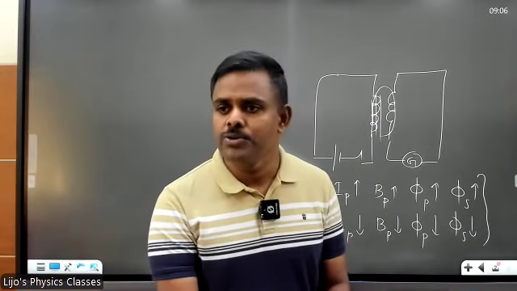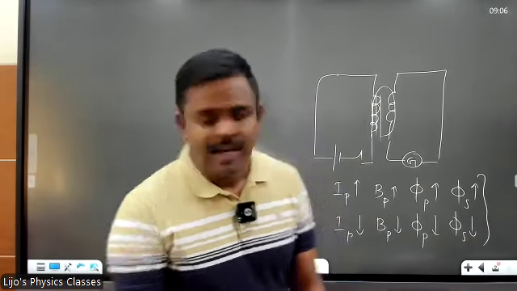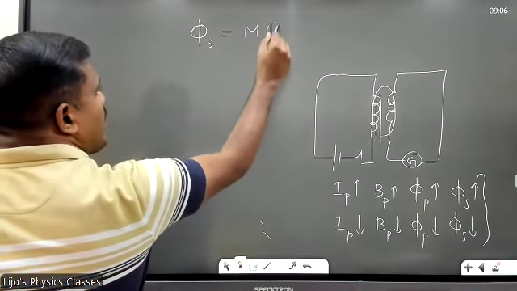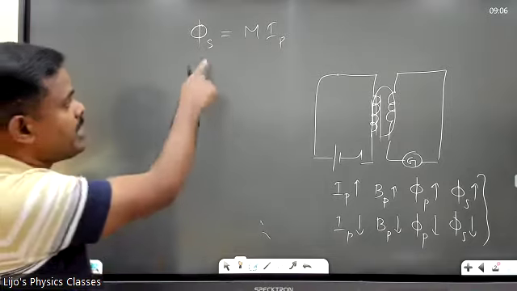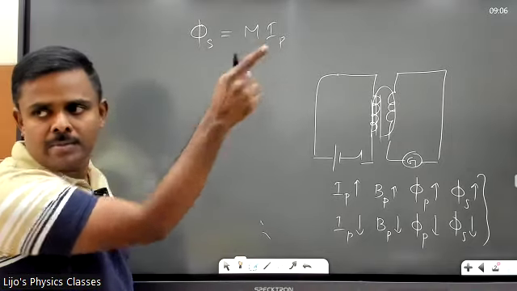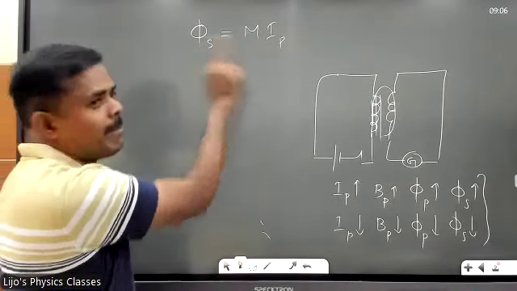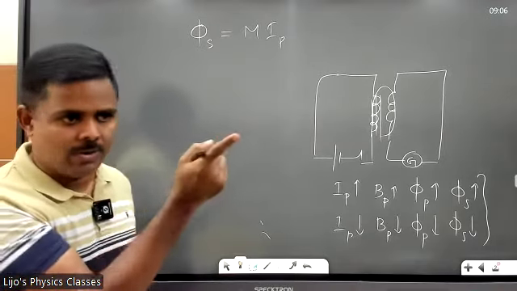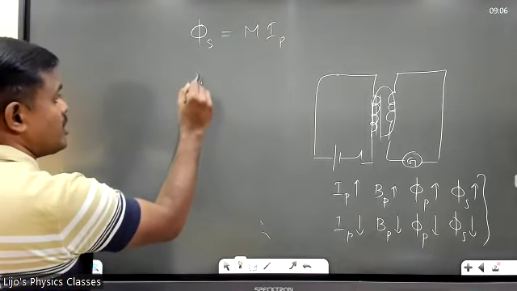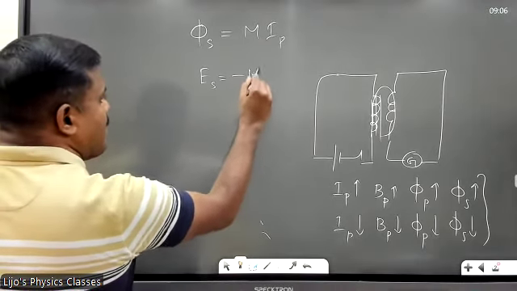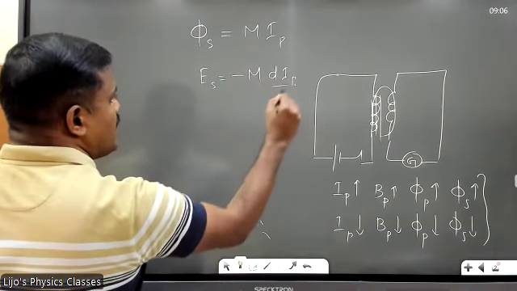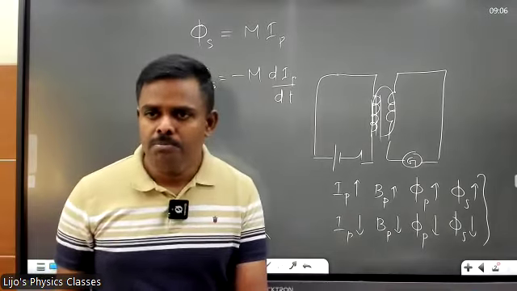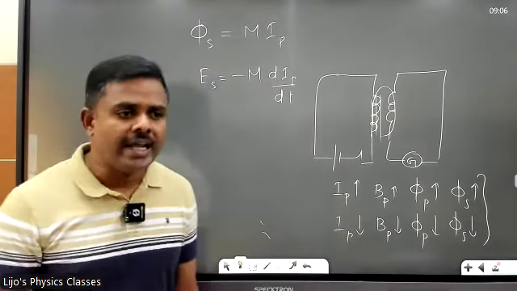And the EMF is called mutual induced EMF. Here also we have equations. Phi S is equal to M IP, where S means secondary and P means primary. Remember, your teacher might use phi 2 and M I1, with 1 and 2 in place of P and S. That's just fine. Another equation: EMF in the secondary is minus M dIP by dt. M is called the coefficient of mutual induction, or mutual inductance.